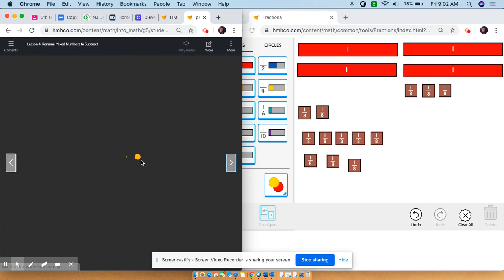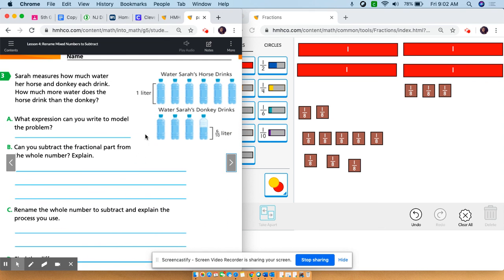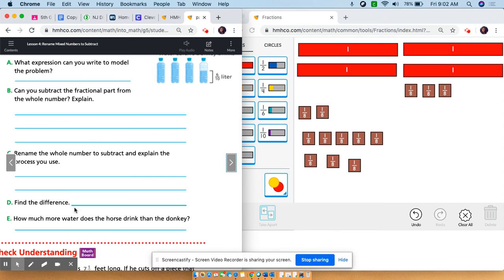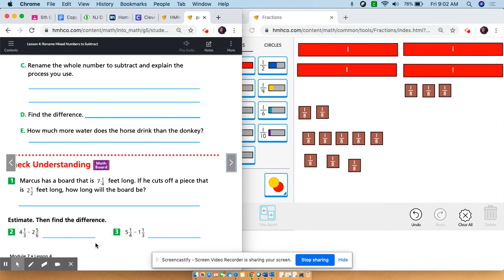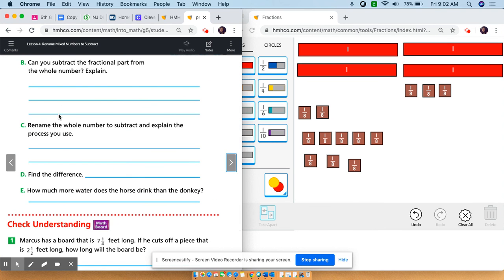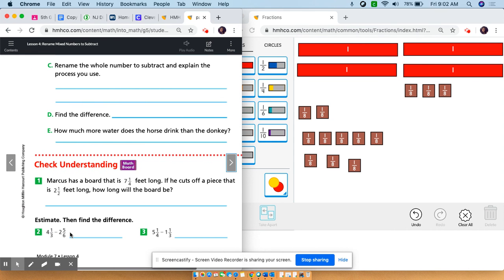And then finally on page 163, it is another situation again with water bottles. So this is how much water Sarah's horse drinks. This is how much water Sarah's donkey drinks. Answer the questions, very similar to what we just did. And the point here is just to check understanding. So can you do it without them breaking it down for you step by step? Can you figure it out and apply the steps yourself to be able to figure out this small word problem and these two straight out arithmetic problems?